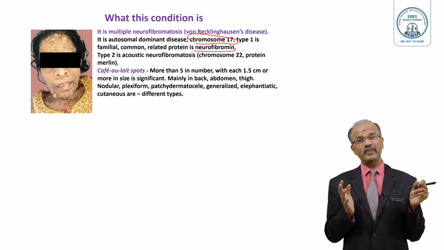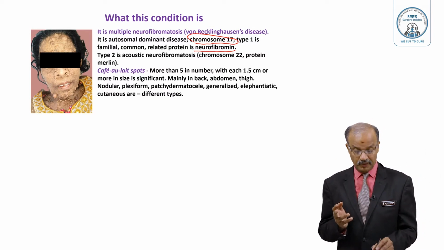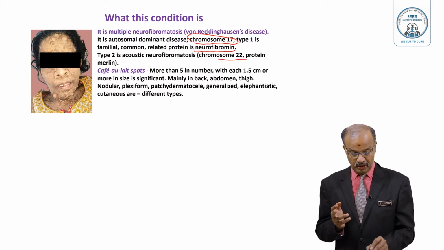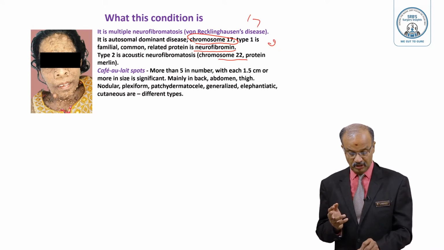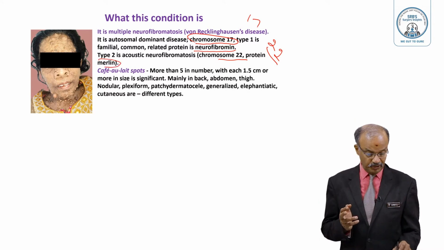Type 2 is different. It is mainly in the spinal and cranial region. Acoustic neurofibromatosis, it is also called. Chromosome here is 22, there it is 17, here it is 22. That point is very important, you have to remember. And the protein is Merlin, again an MCQ question.